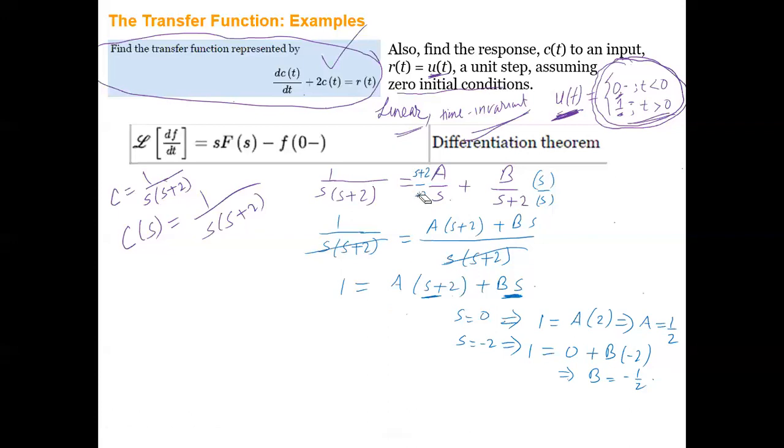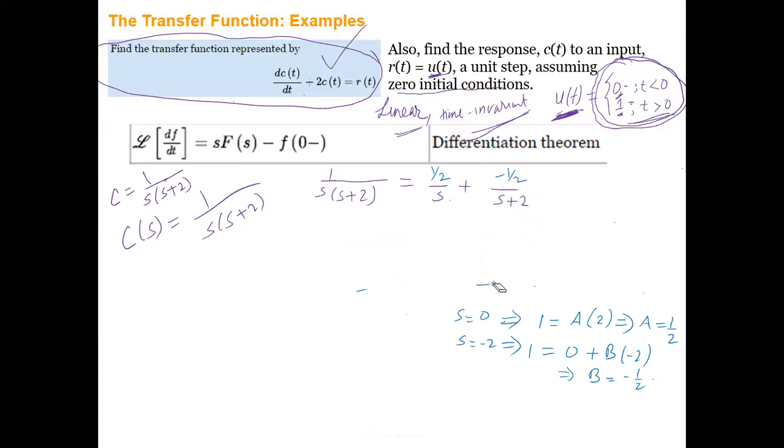Now I can rewrite this. My A is 1 over 2. My B is negative 1 over 2. That makes sense so far? So I found the partial fraction. You just did the partial fraction, and that just replaces your numerators. Yep. Okay, so that's it.